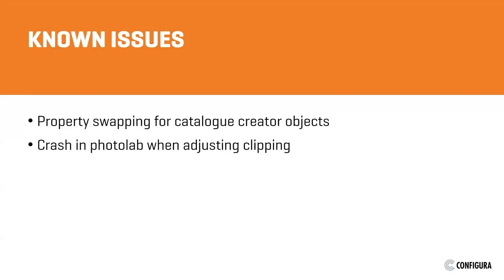Yeah, so already this is a little bit out of date. But at the time, one of the issues that we knew about is that when you'd place catalog creator objects, you'd drop one from the creator and modify the properties, and then drop another one from the creator. The properties would swap. And also there's a couple of crashes in Photolab when you're adjusting the clipping or other settings.